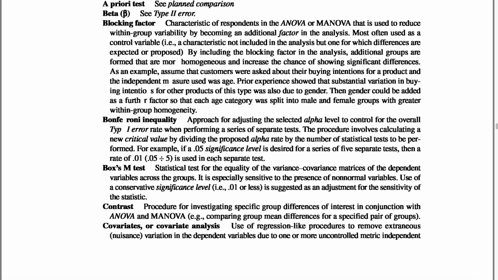Let's talk about the Bonferroni inequality. It is an approach for adjusting the selected alpha level to control the overall Type I error rate when performing a series of separate tests. The procedure involves calculating a new critical value by dividing the proposed alpha rate by the number of statistical tests to be performed. For example, if a 0.05 significance level is desired for a series of 5 separate tests, then the rate of 0.01, which is 0.05 divided by 5, is used for each separate test.